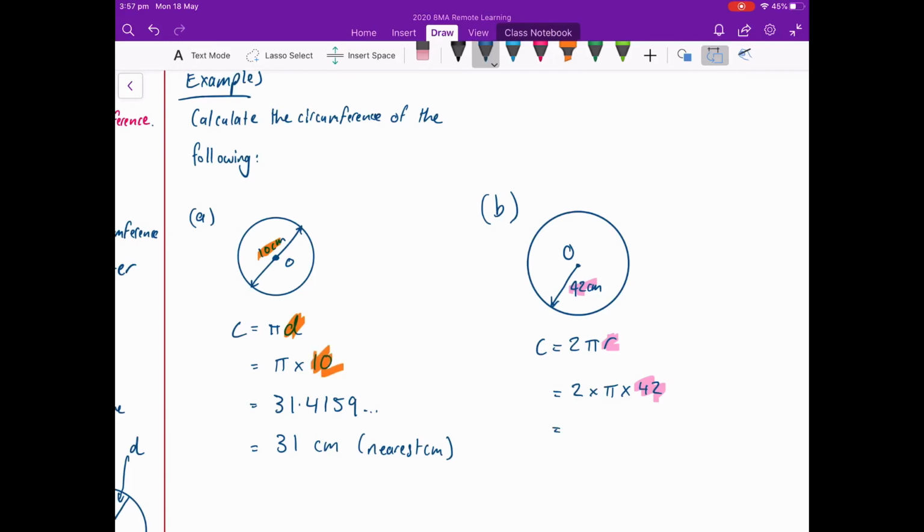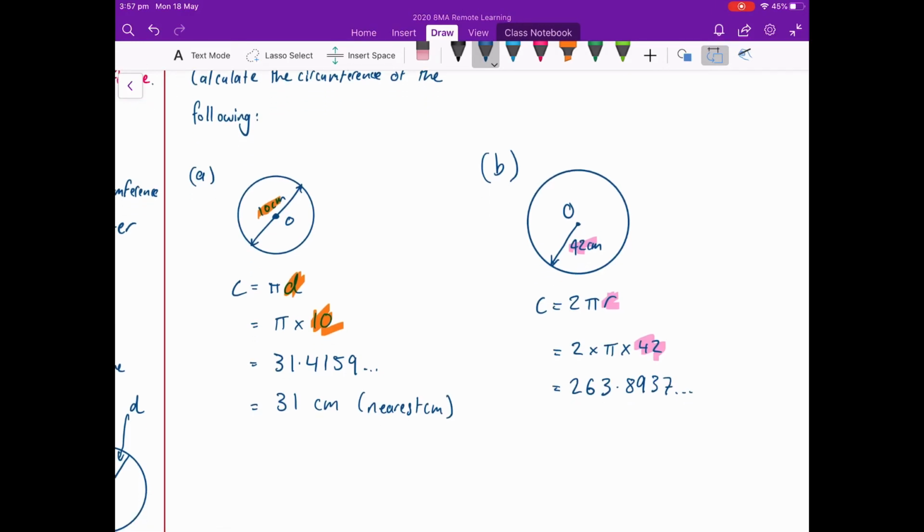So I'm putting this in my calculator right now, and I get an answer of 263.8937, and it keeps on going. Now, once again in the question, it was only given to the nearest centimetre, so I'm going to round to the nearest whole number. So I'll go 264 centimetres, nearest centimetre.